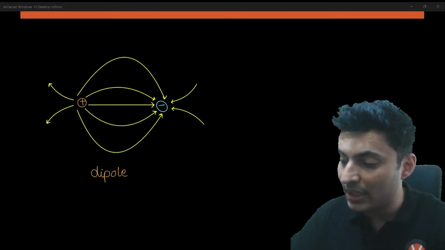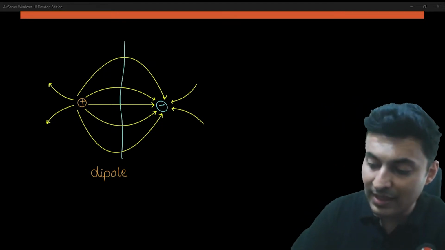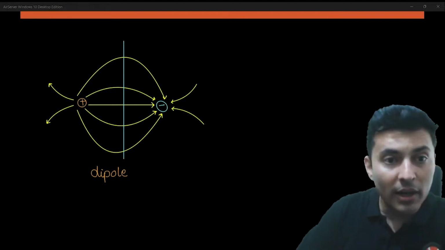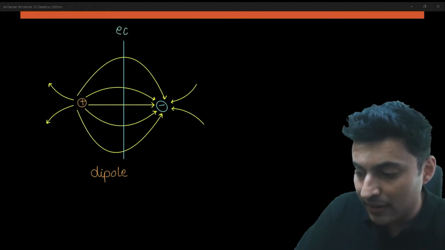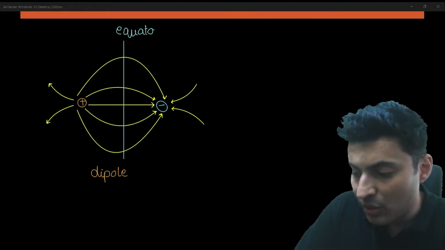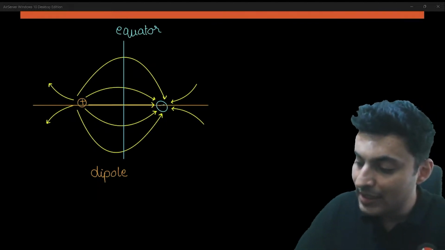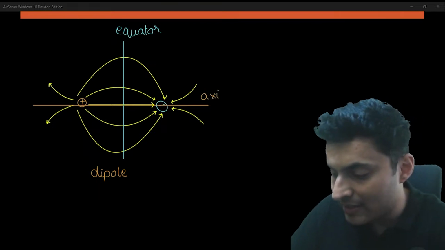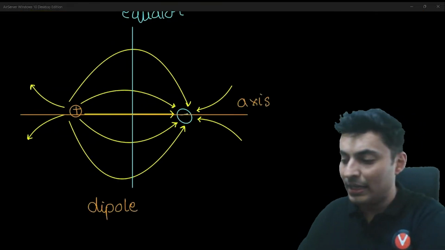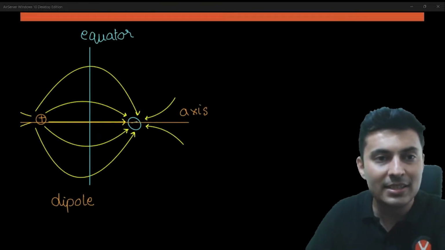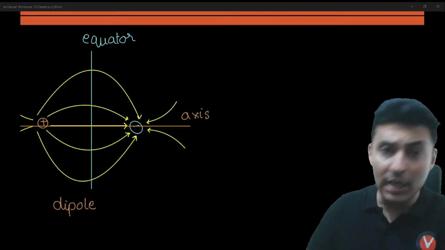Also remember a few more things about this. This line on a dipole is called the equator. And this line that you see over here is called the axis of the dipole. This horizontal line is called the axis. The vertical line is called the equator.